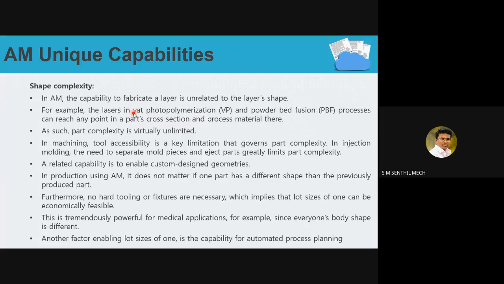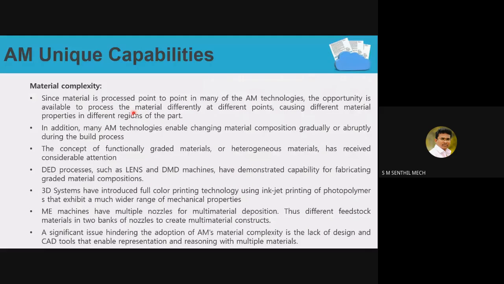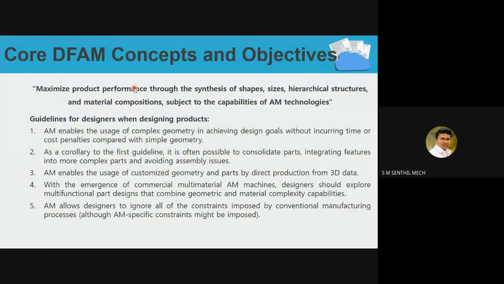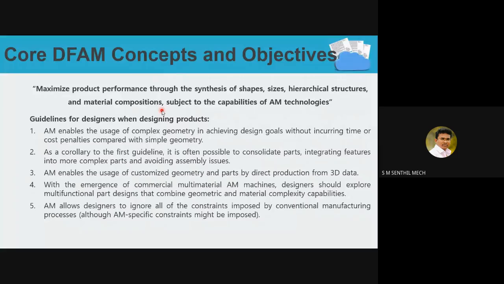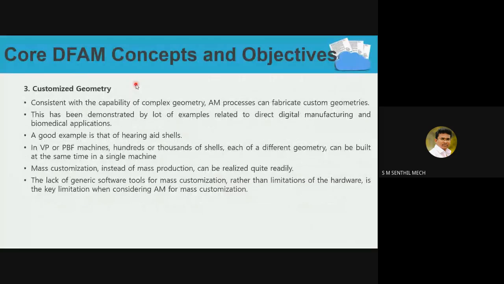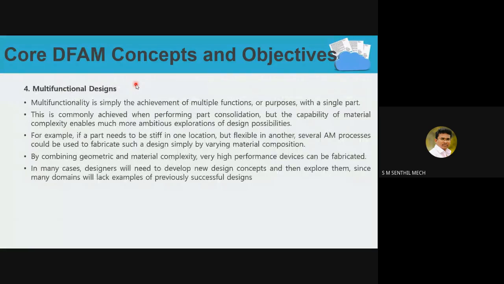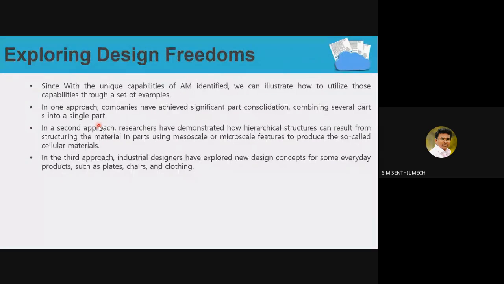And we discussed shape complexity, hierarchical complexity, functional complexity, and material complexity. And we discussed the guidelines required for designers, and also the core DFAM concepts and the objectives. Similarly, we discussed each and every guideline in detail, with respect to complex geometry, integrated assemblies, how the geometry can be customized, and multifunctional designs as well. And finally, we discussed how to eliminate the conventional DFM constraints with respect to additive manufacturing techniques.